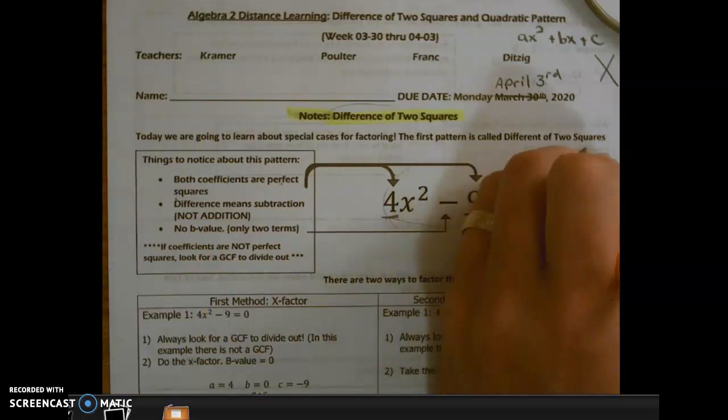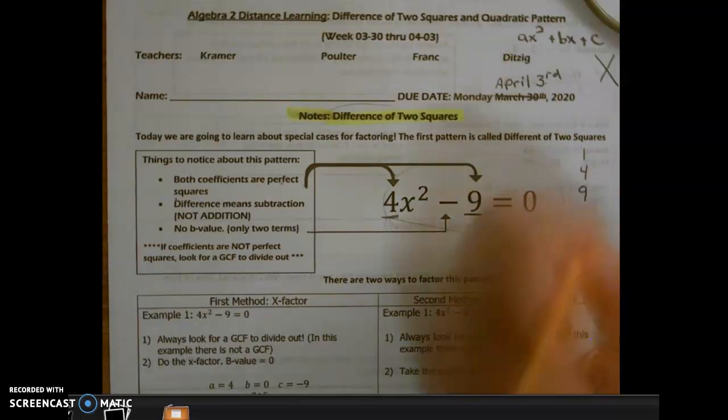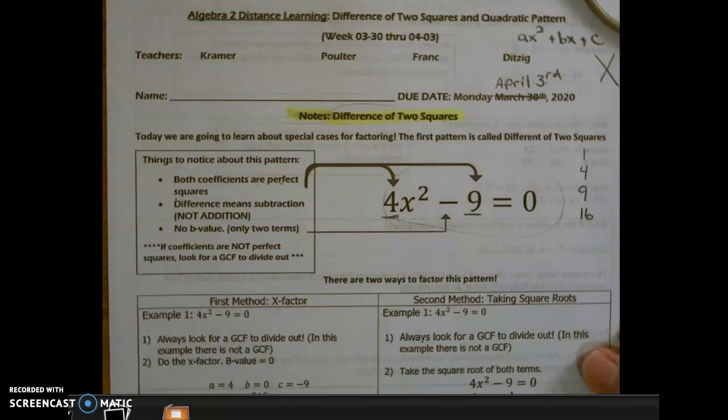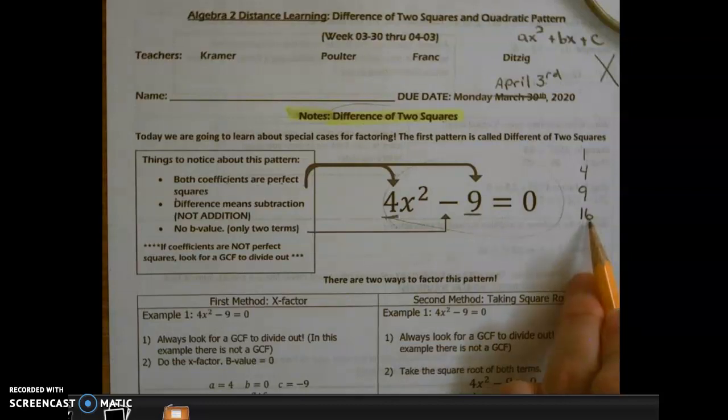1 times 1 is 1, 2 times 2 is 4, 3 times 3 is 9, 4 times 4 is 16. So if you still have that yellow sheet in your notebook, which you should, please get it out because you're going to need it to do this assignment.